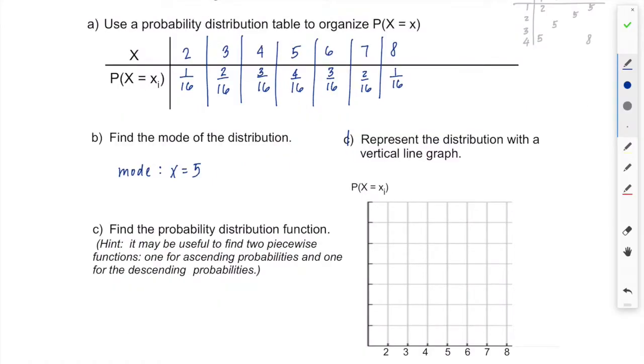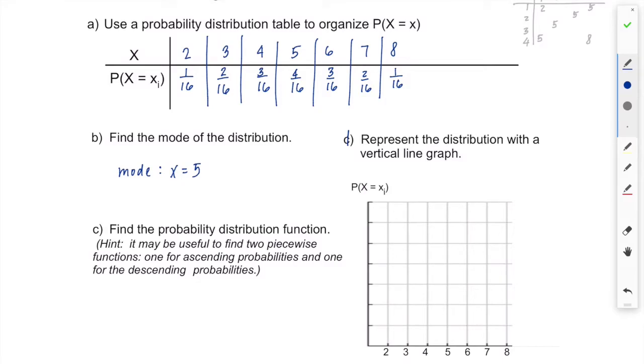So C, find a probability distribution function. So here we have a hint. It may be useful to find two piecewise functions. Now, it makes sense because as we go up, we know that we're basically looking at 1 out of 16, then 2 out of 16, and so on. So using a piecewise function, I can relate the numerator in each probability to the value of X being always one smaller, right?